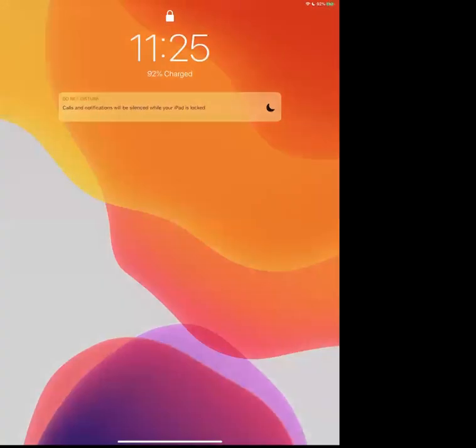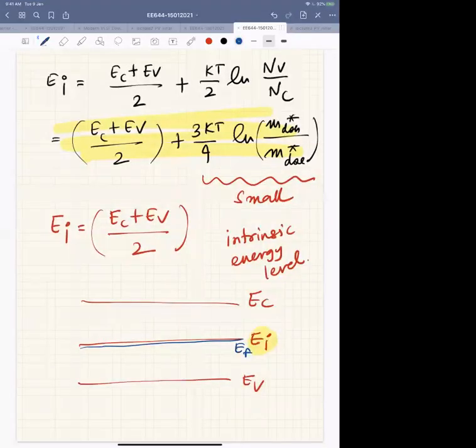Again, you see the intrinsic carrier concentration depends on the temperature. If you go on increasing the temperature, electrons will get energy, so they will go from the valence band to the conduction band, and the number of electrons in the conduction band will increase with temperature. At the same time, since electrons are leaving the valence band, the number of holes in the valence band will also increase, right?